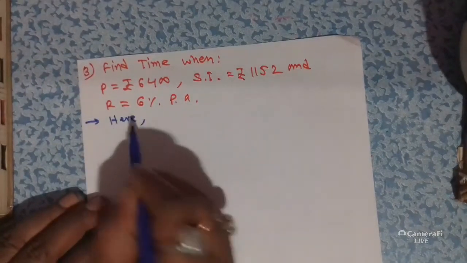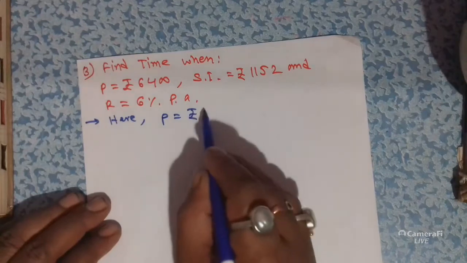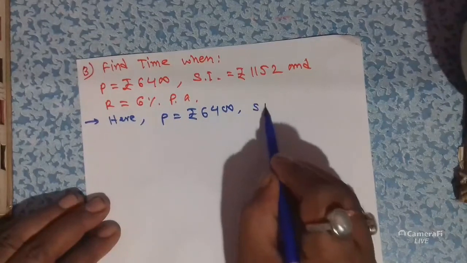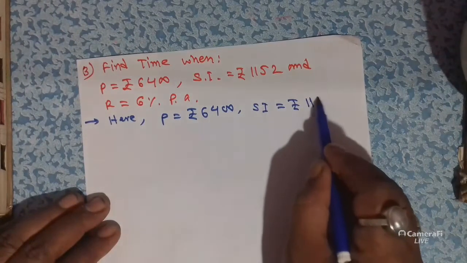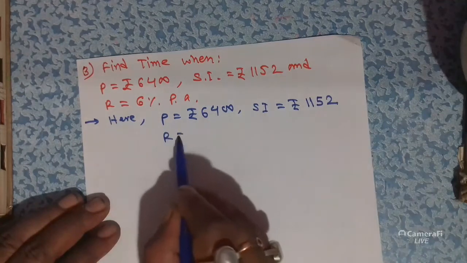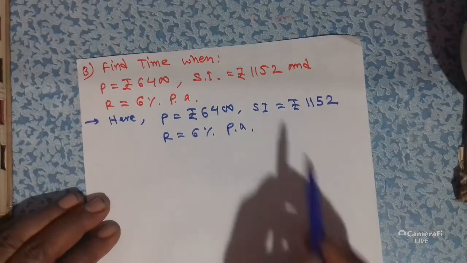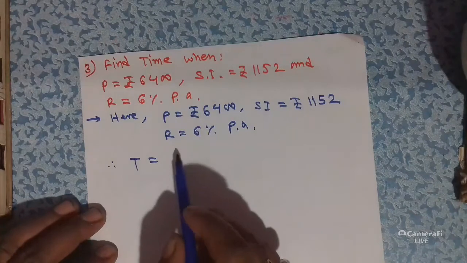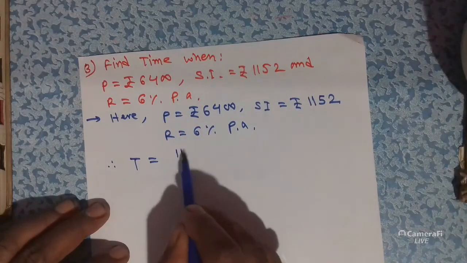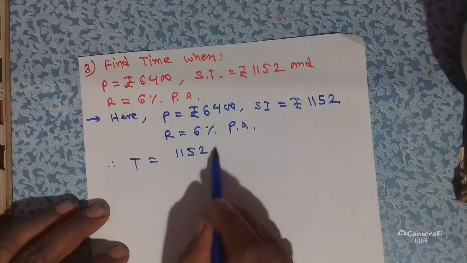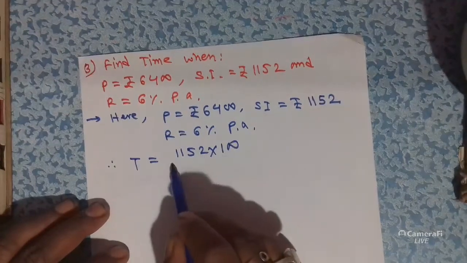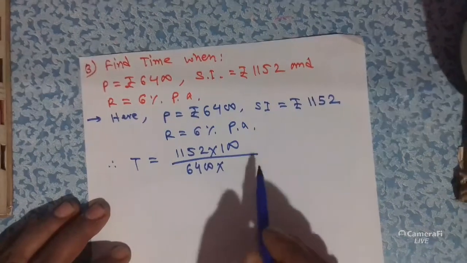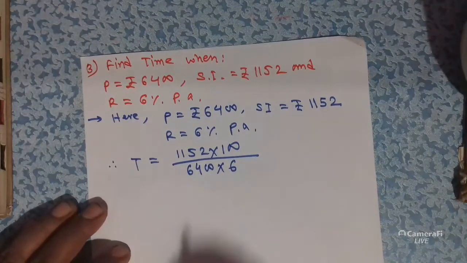So here principal is rupees 6400, simple interest is rupees 1152 and rate is 6% per annum. So therefore T is equal to SI into 100, so simple interest is 1152 into 100 by P into R. So P is 6400 and R is 6%. Now calculate it.